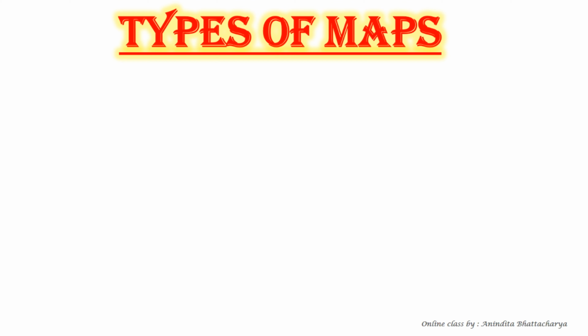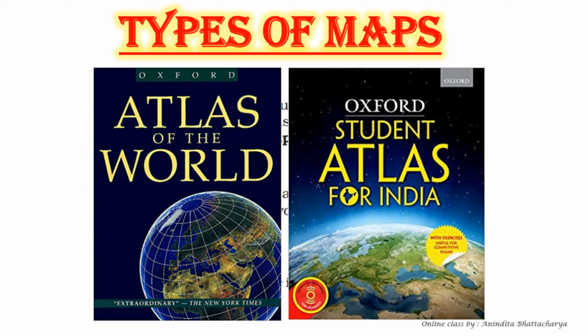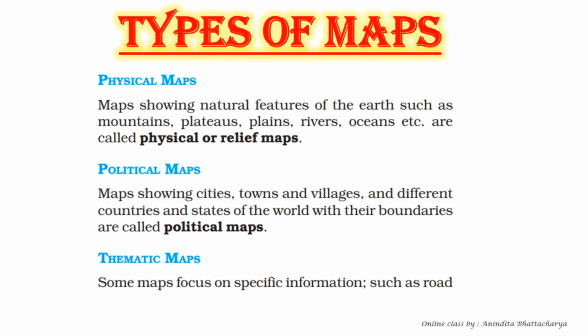Let's move on to our next topic, and that is types of maps. There are different types of maps providing various information. A book containing many maps together is called an atlas. According to functions, there are three main types of maps: physical maps, political maps and thematic maps. Now we are going to discuss the first one, physical map.